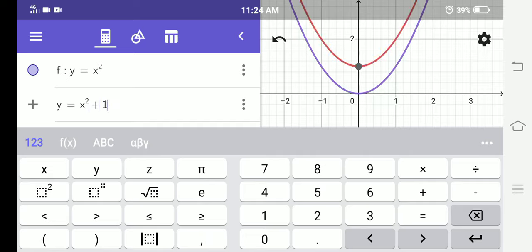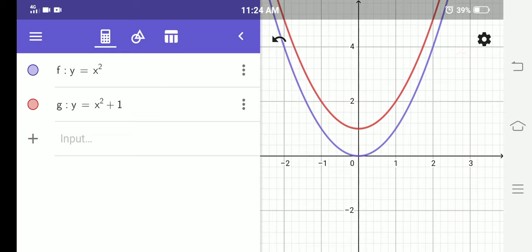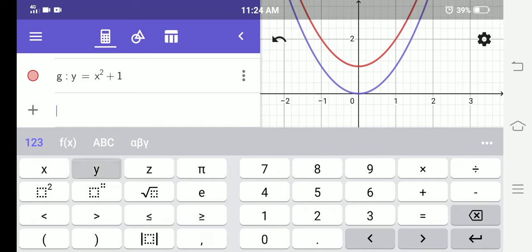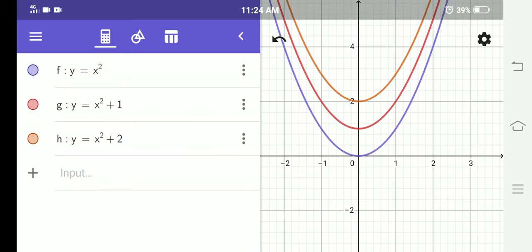Okay? So, ano nangyari dun sa parabola natin? Umakyat. Tama. Okay. So, from y is equal to x squared, dinagdagan natin ng plus 1, yung parabola natin umakyat ng ilang units? Okay, very good. Umakyat ng 1 unit. E paano naman kung gawin natin y is equal to x squared plus 2? Okay, so umakyat na siya ng 2 units and so on and so forth.